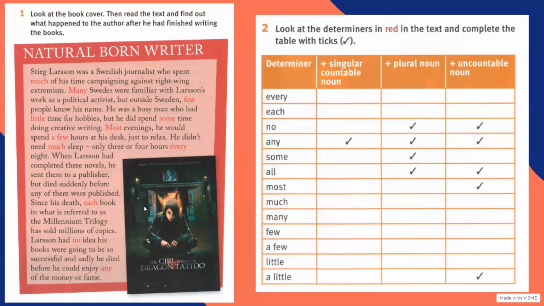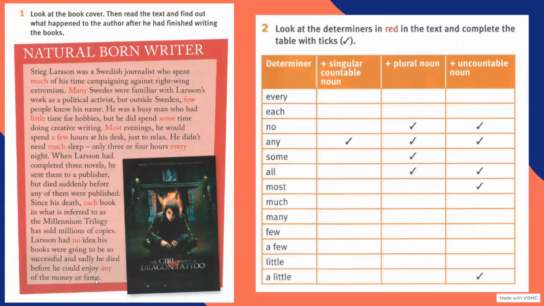So we saw any over here, any of them, in other words, any of the books. And a book is, well, in this case, it's a plural noun. So any of them, any of the books. But otherwise, if it were countable, it would still be able to appear after the determiner any, or an uncountable noun. For instance, any of the money or fame. An uncountable noun is a noun that we simply cannot count or measure.